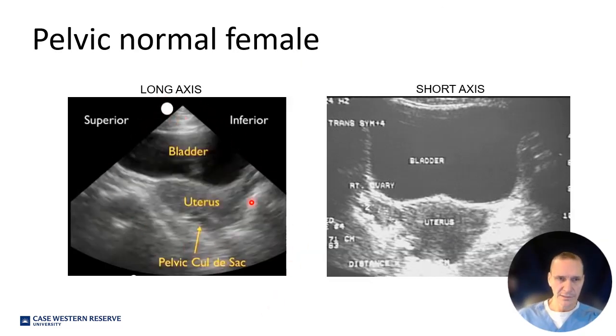Here's a long axis view of a female. So the patient's head is here, the patient's feet is here. Here's a full bladder. Now keep in mind, in the setting of trauma, the bladder can be ruptured, so you may not always have free fluid here. Here's the uterus, here's the pelvic cul-de-sac, and this would be a short axis view. So the indicator is towards the patient's right. Here's the bladder, here's the uterus.